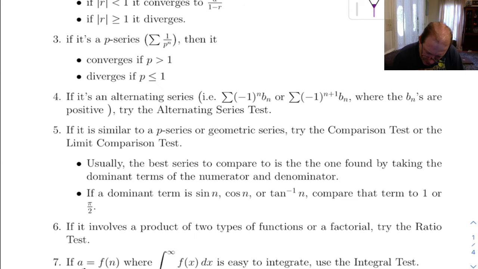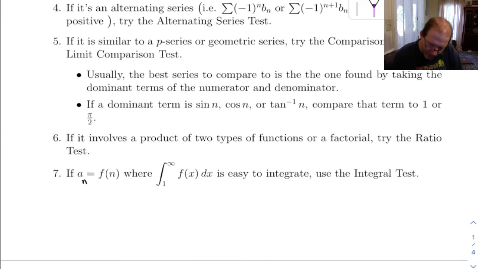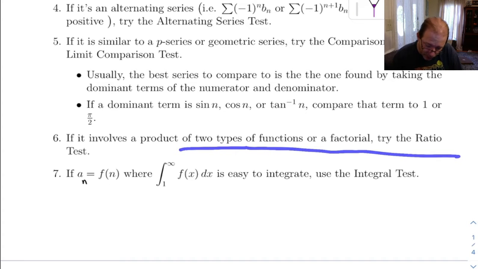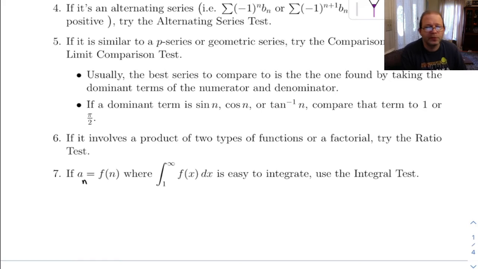All right, if a dominant term is sine, cosine, or tan, then instead of just using that as the thing to compare to, compare to 1 or pi over 2, because sine and cosine are bounded by 1, and arctangent is bounded by pi over 2. If it involves a product of two or more types of functions or a factorial, ratio test is almost always what you want to use.